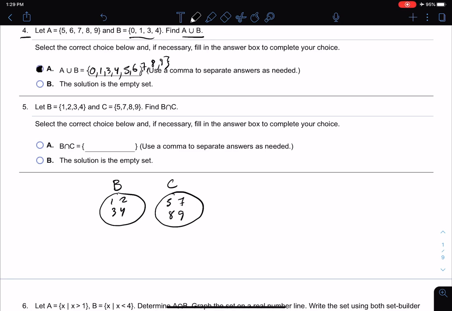So if you want the intersection, where do they overlap? They don't. In other words, I'm looking for the elements that are in set B, and at the same time, those elements have to be in set C, and there aren't any. So the answer is B. The solution is the empty set.